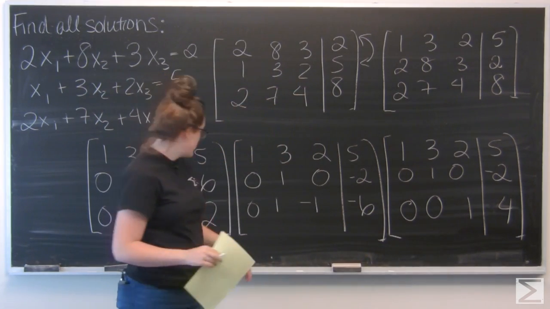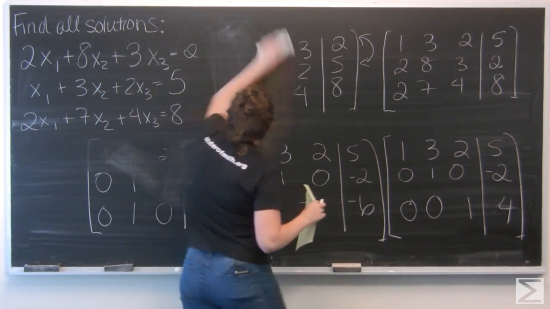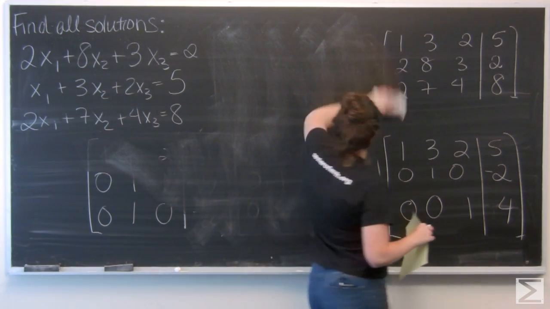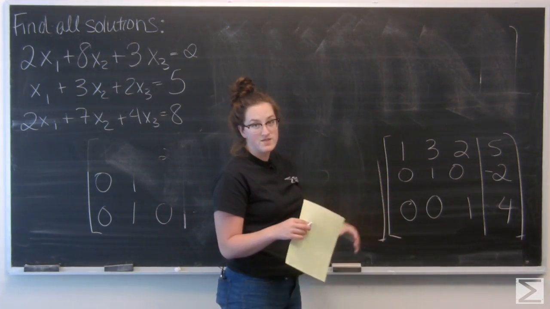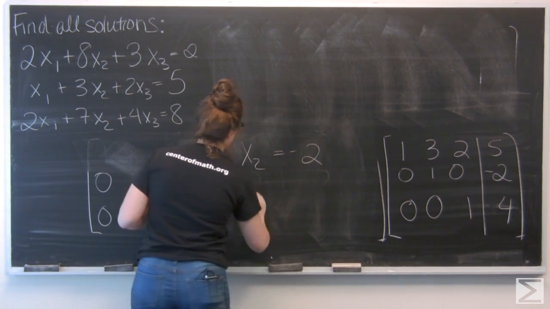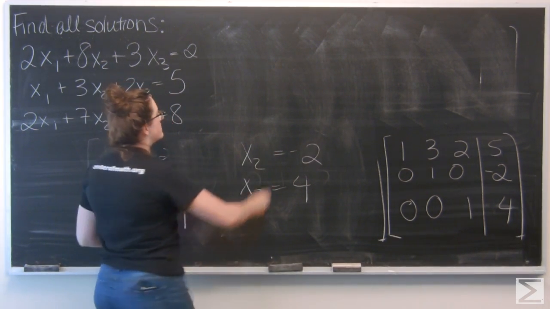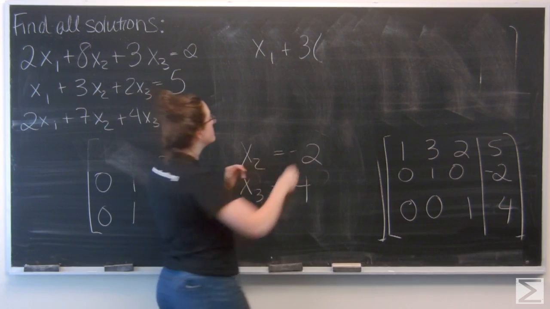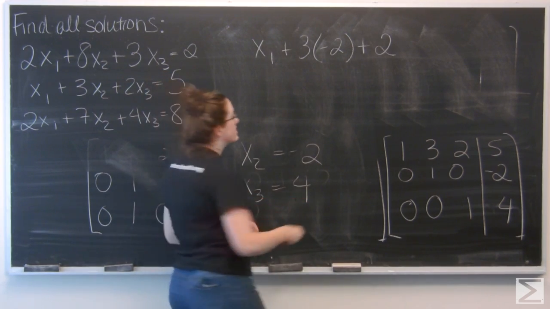And now I want to use back substitution. So let me make a little bit of space. So I can identify x2 and x3 as negative 2 and 4, respectively. And then I just want to substitute those values into the top equation. So I have x1 plus 3 times negative 2 plus 2 times 4 is going to equal 5.